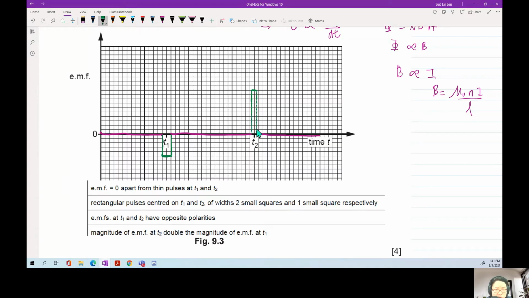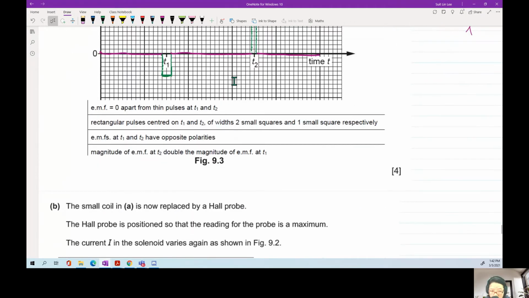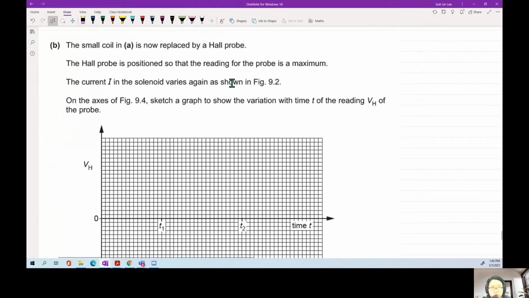You have a ruler, so you don't draw a double line like me. Half a small square. They have opposite polarity. And then T2 is double T1. So, this sketching is very popular. Make sure you sketch. A lot of past year questions, go watch, go try. Now a small coil in A is replaced by a Hall probe.